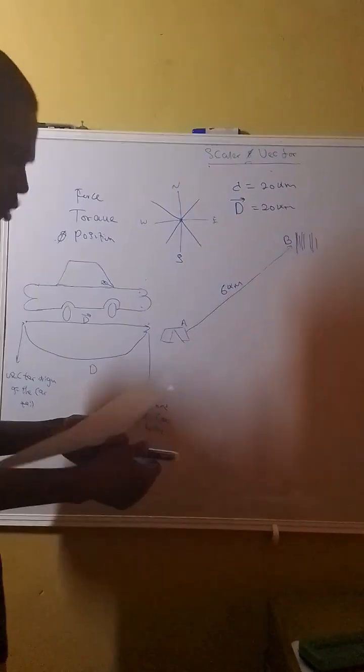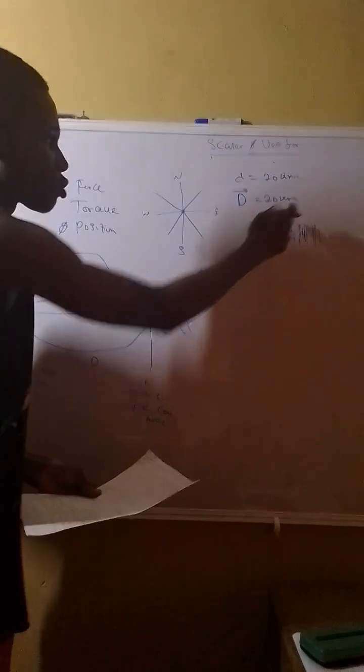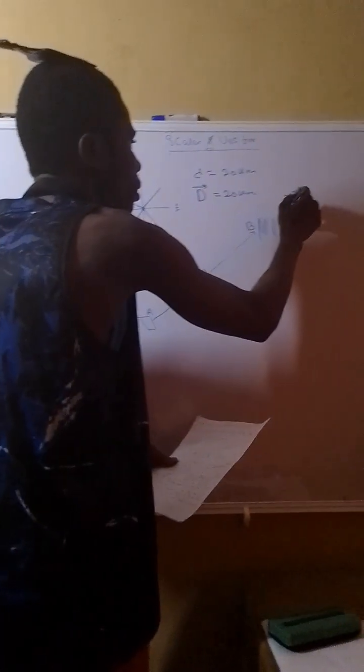And let me tell you guys something. The person moving from here now, from A to B, right? Let's say that is called vector, vector A to B of the person, moving from A to B.